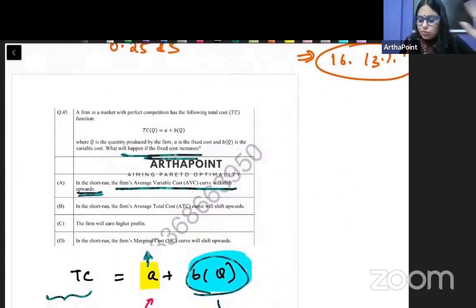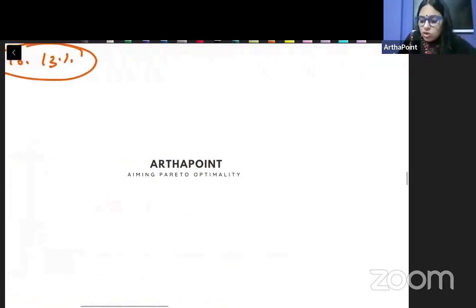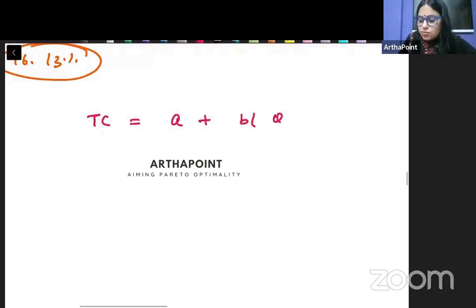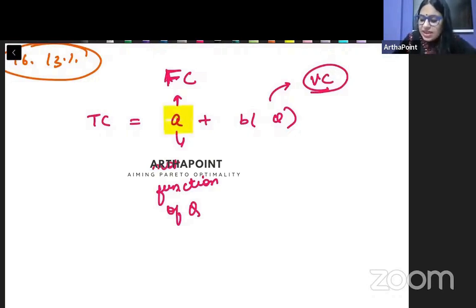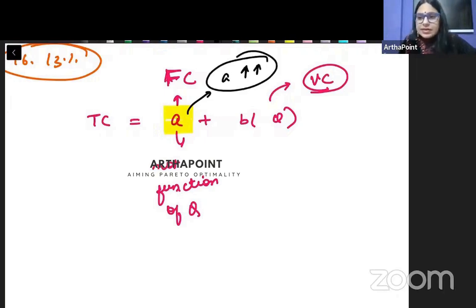Are you getting this? Am I making some sense? Should I repeat it once? Look carefully. My total cost is given to you as A plus BQ. Beta, A is your fixed cost, because this is not a function of output. Beta, this is your variable cost. It is a function of output. Now the question says that this A is increasing. Yes beta.